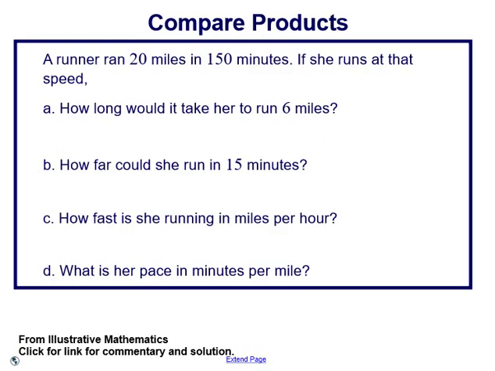So here's an example where we have actually 4 different questions. Here we're comparing the amount of miles and minutes that a runner is having for their run. We have a runner who ran 20 miles in 150 minutes. If she runs at that speed, let's look at each of these questions individually.